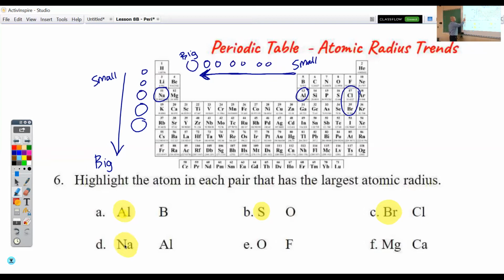The next ones that we're going to look at are oxygen and fluorine. Oxygen and fluorine are over here. Oxygen is further to the left side, so oxygen is the larger one. And then finally, magnesium and calcium. So magnesium and calcium are right here. Whichever one is lower down is the larger one, so calcium is the larger one in this case.